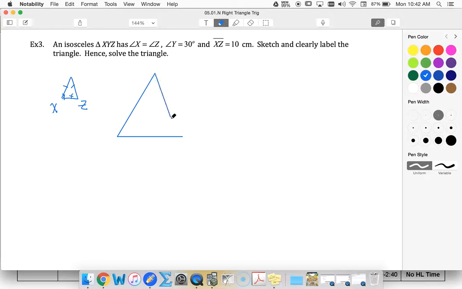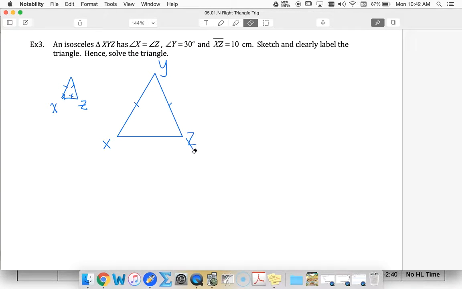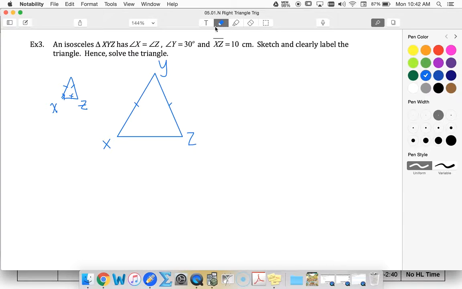And now I know that these two sides are the same. I've said that this is going to be my XZ. So this must be my Y up here. Okay, XZ is 10. And angle Y is 30.